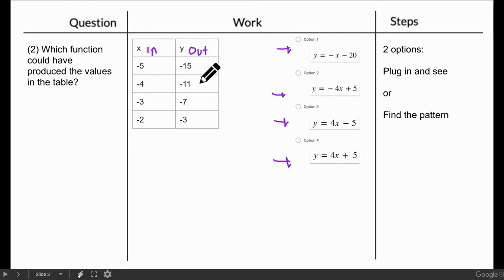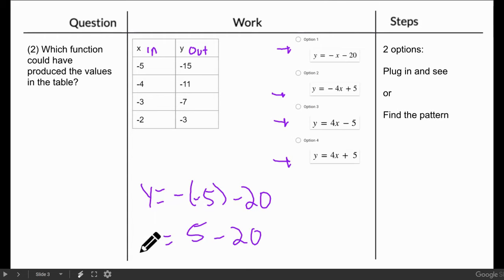Now, a couple things that we could do here. We could just plug in and see, right? We could plug in some x values into each of these and see what comes out. For example, for the first one, option one, we'd be plugging in y equals negative x minus 20, where x is negative 5. So negative 5 is just positive 5, minus 20 gives us negative 15. So we see that option one matches up with this situation.